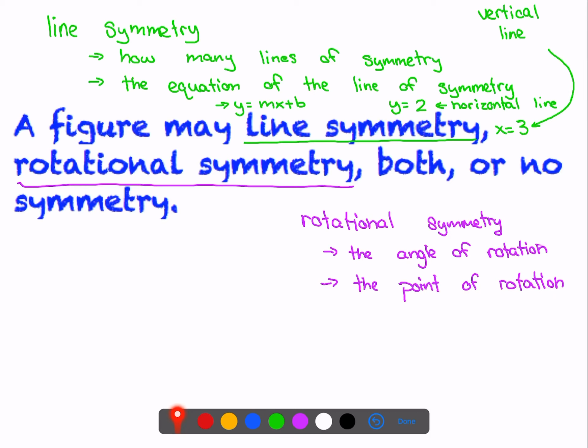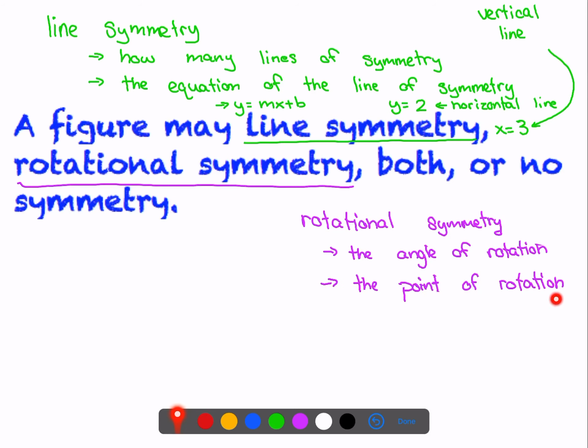What point are we rotating around? And again, more often than not, if it's a solid figure, we're going to be rotating in the center of it. Not always, but often. So keep that in mind. They'll ask for the angle of rotation, so 360 divided by however many congruent pieces. And then they'll ask for the point of rotation.